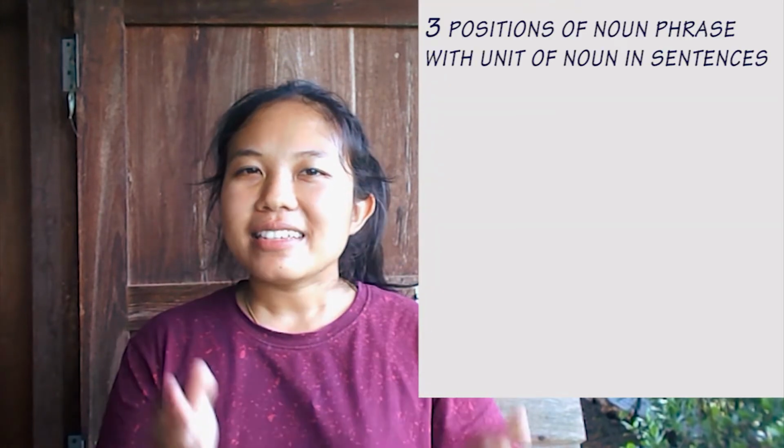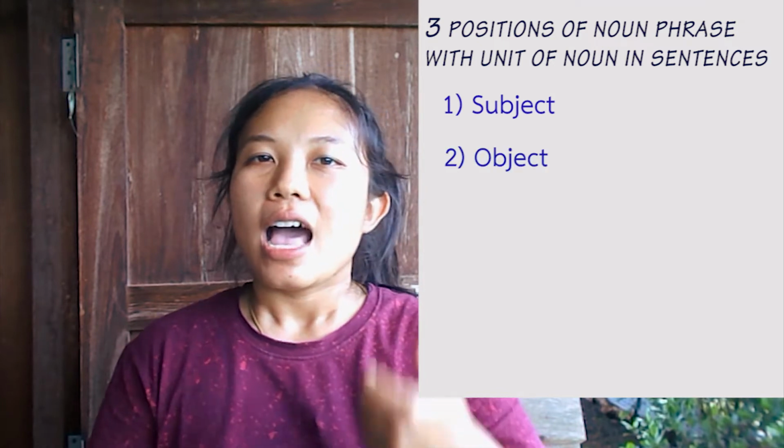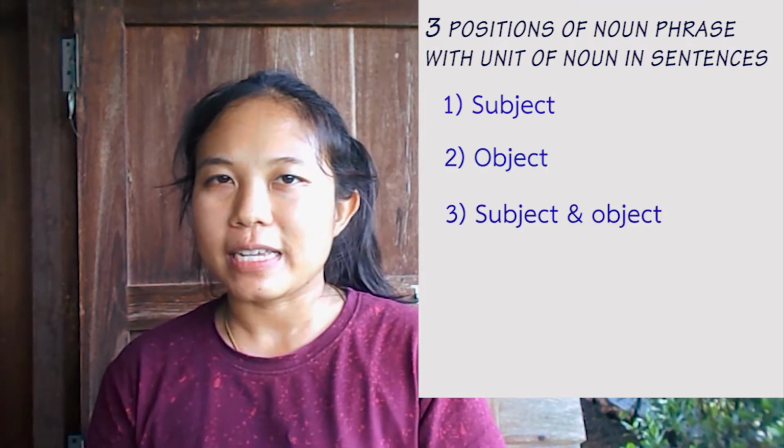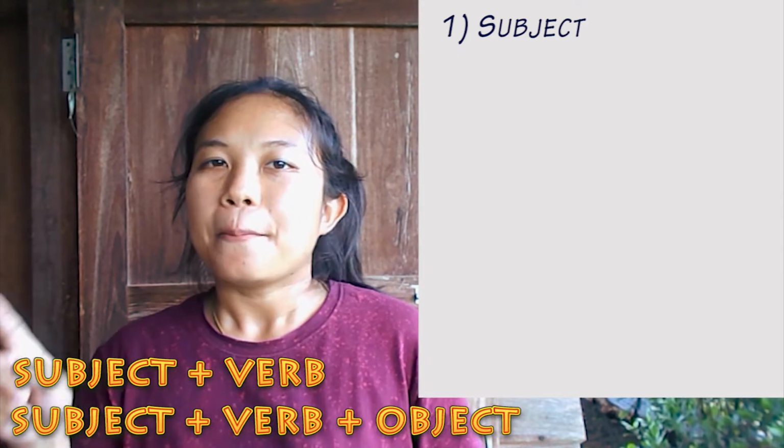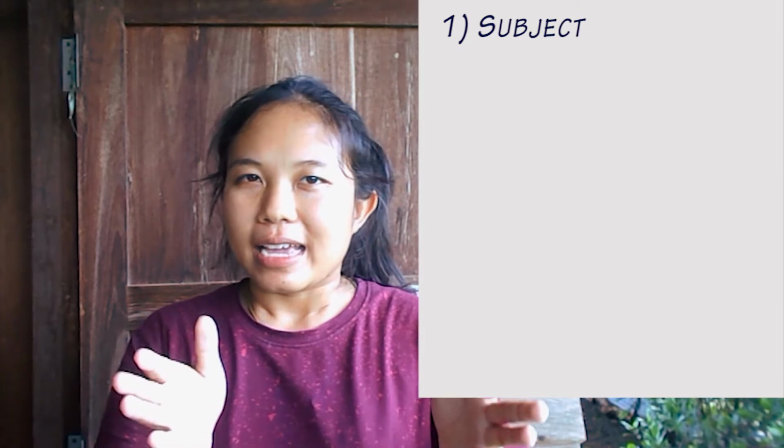Now let's talk about the phrases that we studied earlier, where they can be in the sentences. I can say that they can be in the subject, object, or subject and object positions. Let's start with the first position in the sentence, that is subject. Have you remembered that I have explained to you about the simple structure of the sentence in Thai, that is subject plus verb or subject plus verb and then plus the object. So in this position that we are talking about, the phrase is in the subject position.